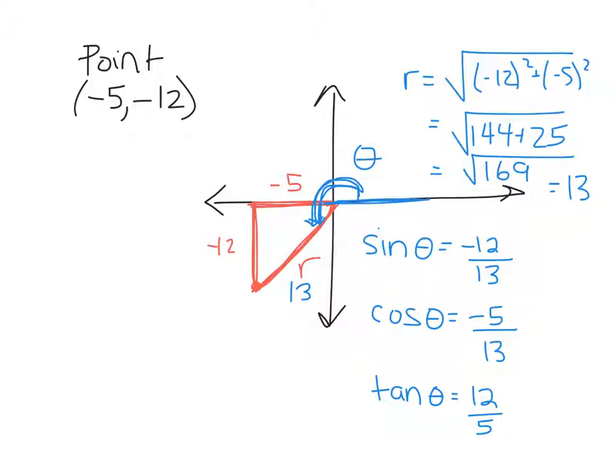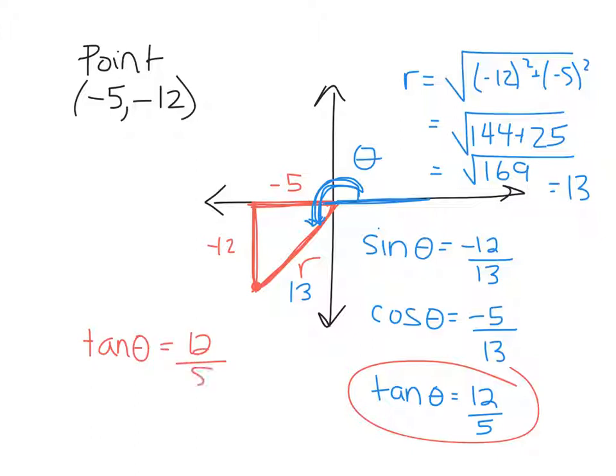And if we wanted to find out what theta equals, we just take any one of our trig ratios. So I'm going to take tan theta equals 12 over 5, and I'm just going to calculate the inverse of that. So tan inverse, and 12 over 5 is just 2.4. To take the inverse of that, you get 67 degrees.